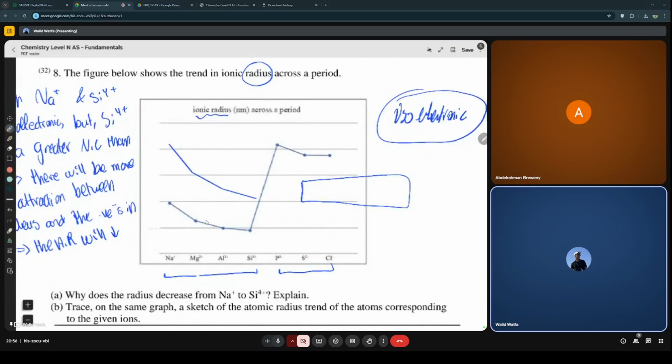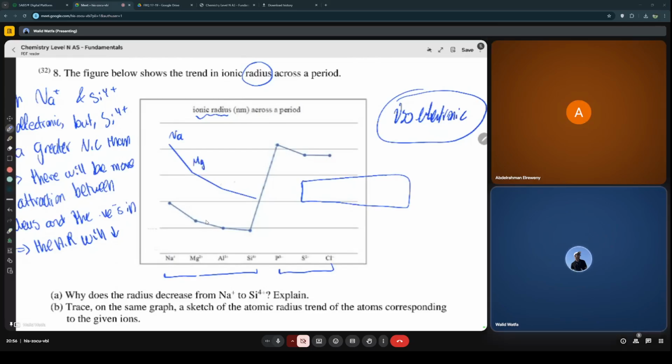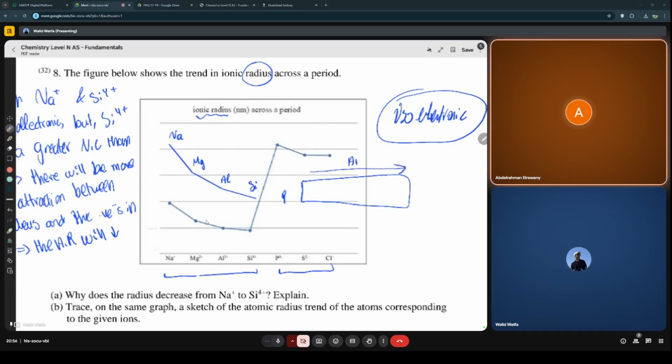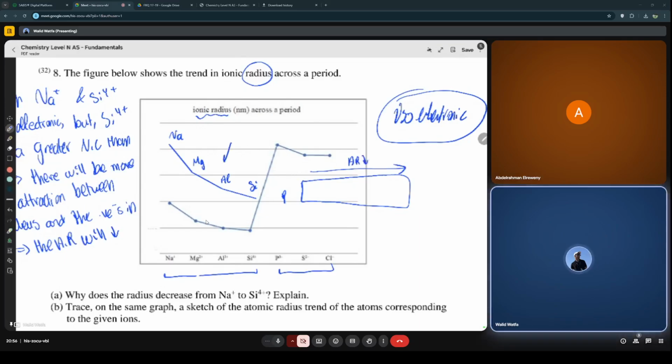Don't forget, this is Na, this is Mg, this is Al, this is Si. Whatever I put here now is going to be P. So on this new graph, I'm only considering the actual atom. For the atom, we know there's one trend to follow. Across a period, what happens? The atomic radius decreases. So that's all you need to consider, because now we're not talking about ions anymore. Here, why is there a jump? Because we went from cation all the way to anion. Here we're still talking about original atoms. But that's a really good question.